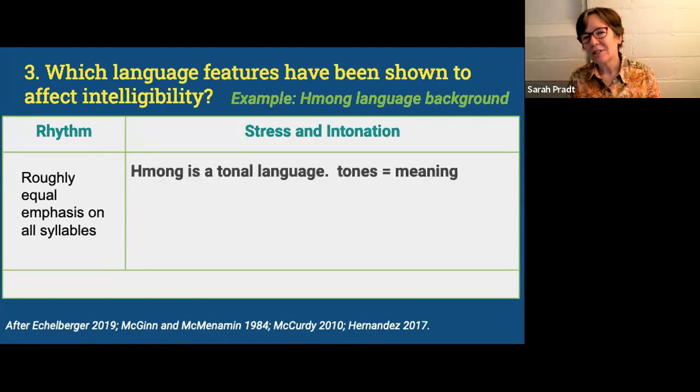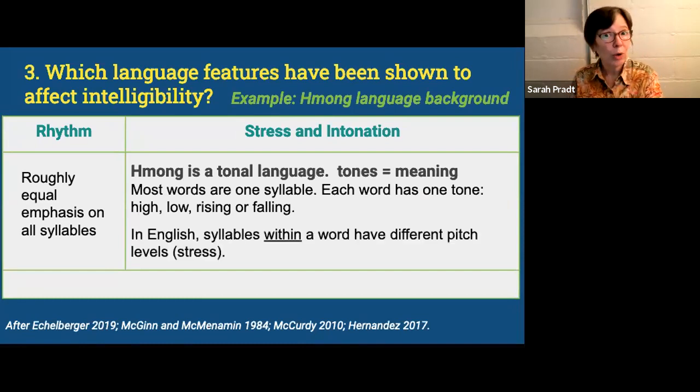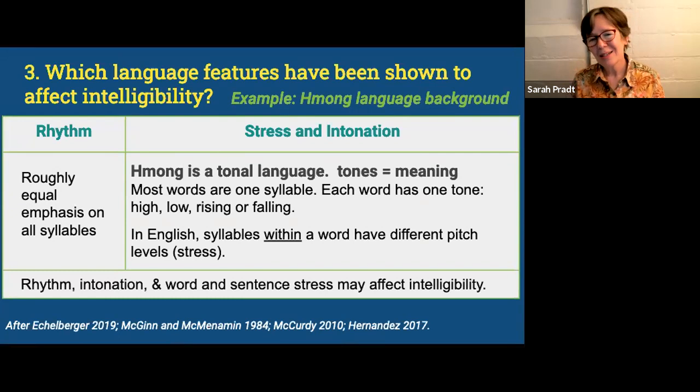What about stress and intonation? Hmong is a tonal language. Tones convey meaning. And every word, which is likely to be one syllable unless it's a loan word, will have one tone. That will be some version of high, low, rising, falling, or neutral. That means that the stress patterns of English, where in one word there are differences between syllables, that's not going to necessarily happen easily for the Hmong influenced speaker. So what that means is that rhythm and intonation and word and sentence stress may affect intelligibility. Not guaranteed to.